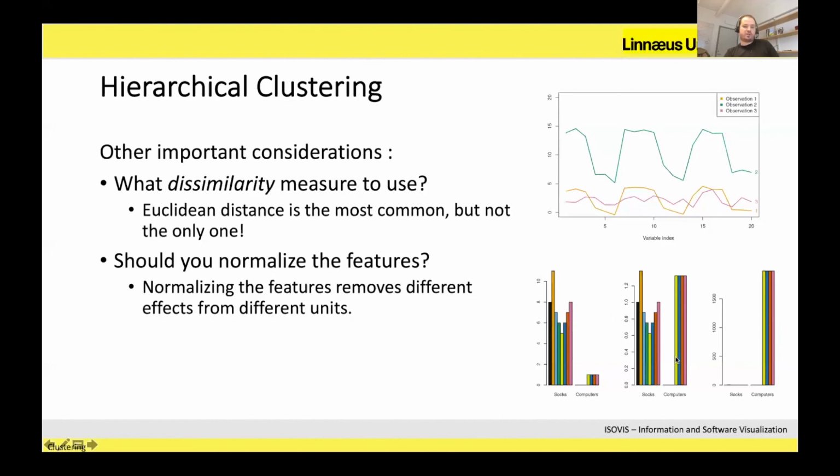So one solution is to normalize. In this example, this is normalized so that both features have a mean of 0 and a standard deviation of 1. And then, of course, how can you measure whether they're equivalent or not, right? But they're much more equivalent than they were before.